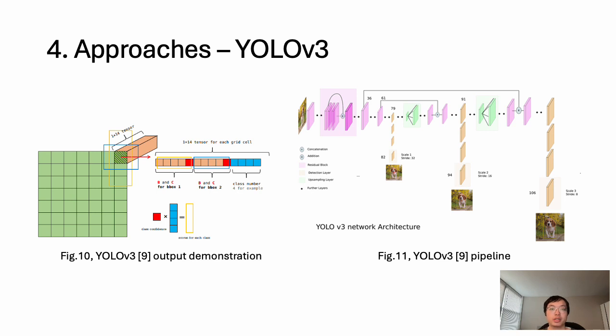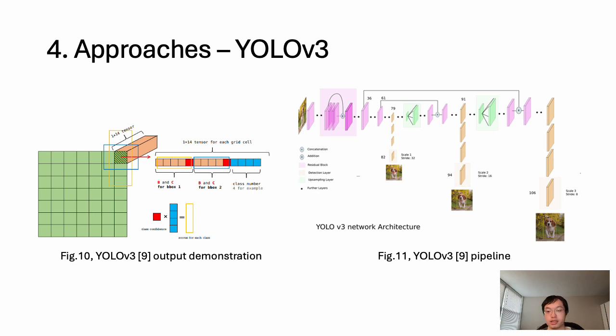Let's first look at YOLO v3. On the left side, there is a demonstration of the architecture of the output feature maps. For each cell of each feature map, it contains 3 bounding boxes and their corresponding information, such as the height and width ratio, and the location, the coordinates.